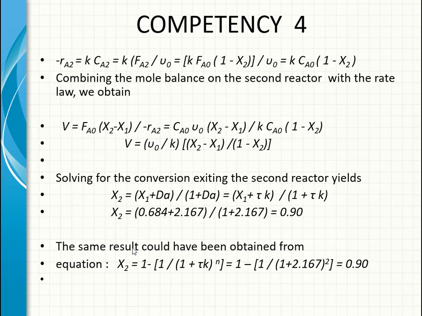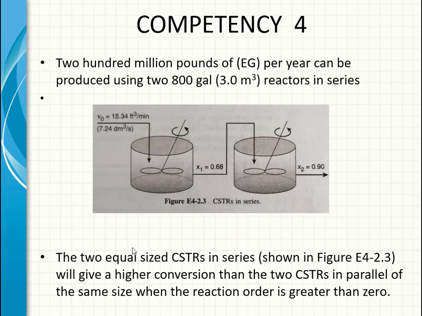So if we put the two reactors in series, the conversion is going to be higher than if we put the two reactors in parallel. So 200 million pounds of ethylene glycol per year can be produced using two 800-gallon reactors in series.